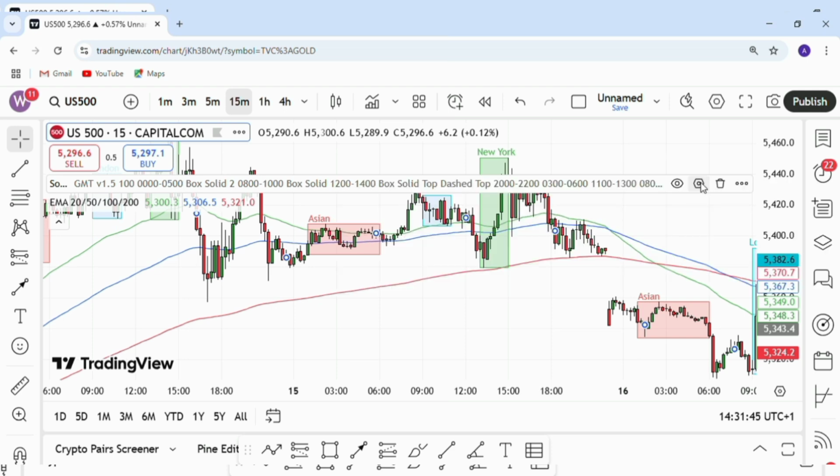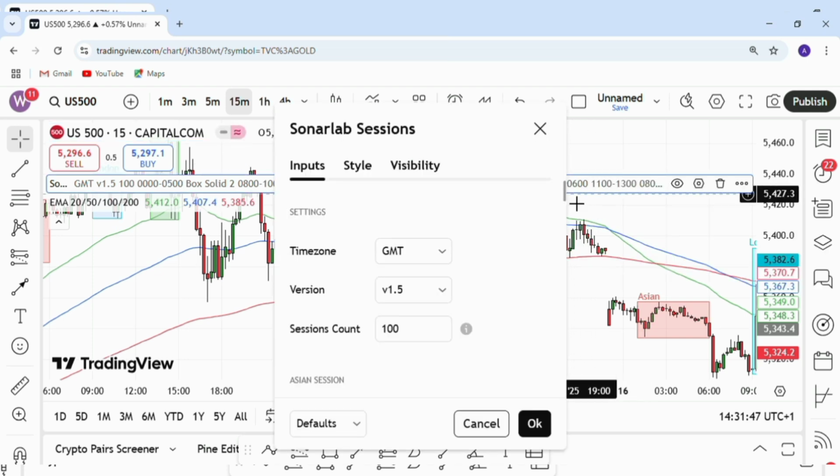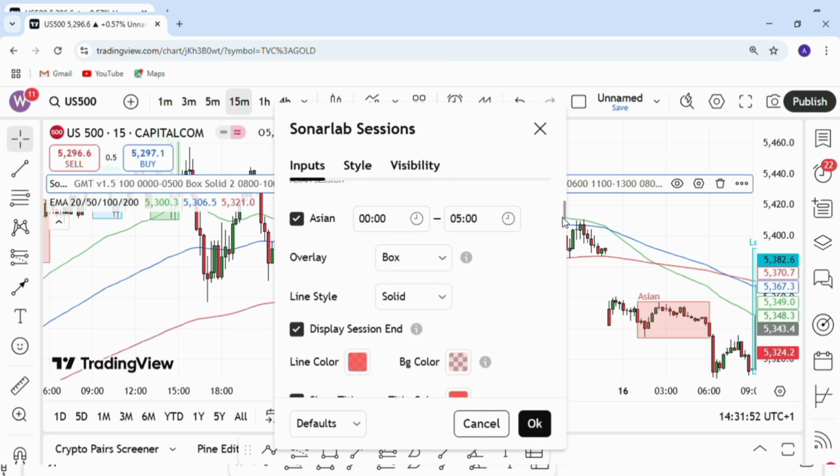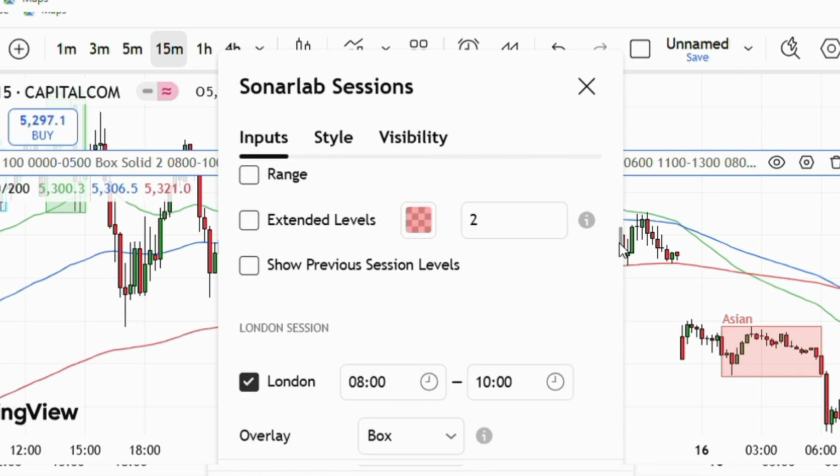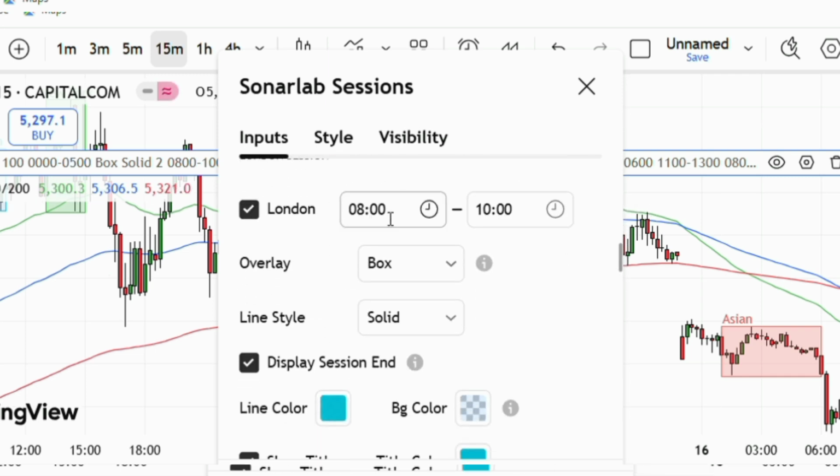For the settings, let me show how you can set it. You go to the input. This is my time zone. As you can see, the session starts from 12 o'clock midnight to 5 o'clock a.m. And also the London session starts from 8 o'clock a.m.